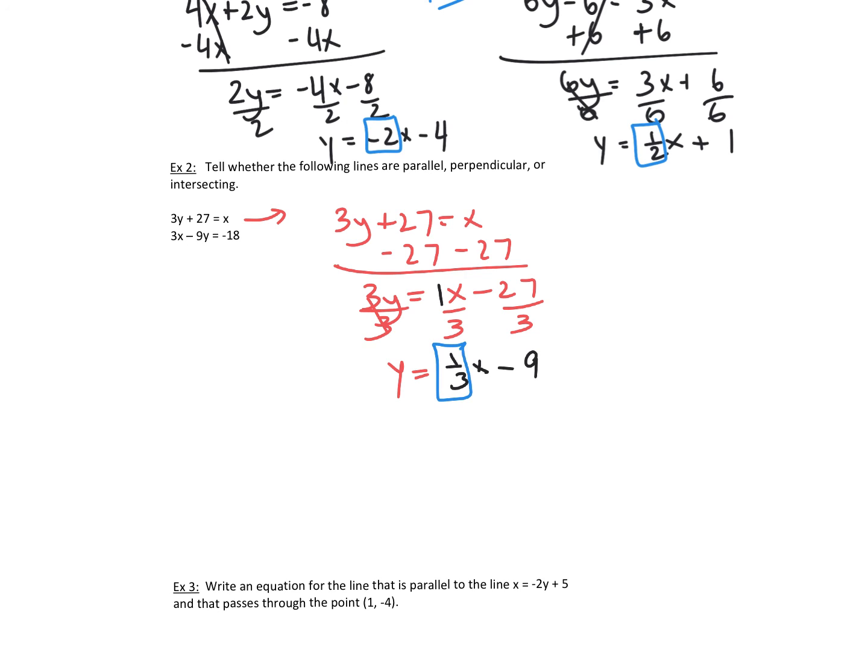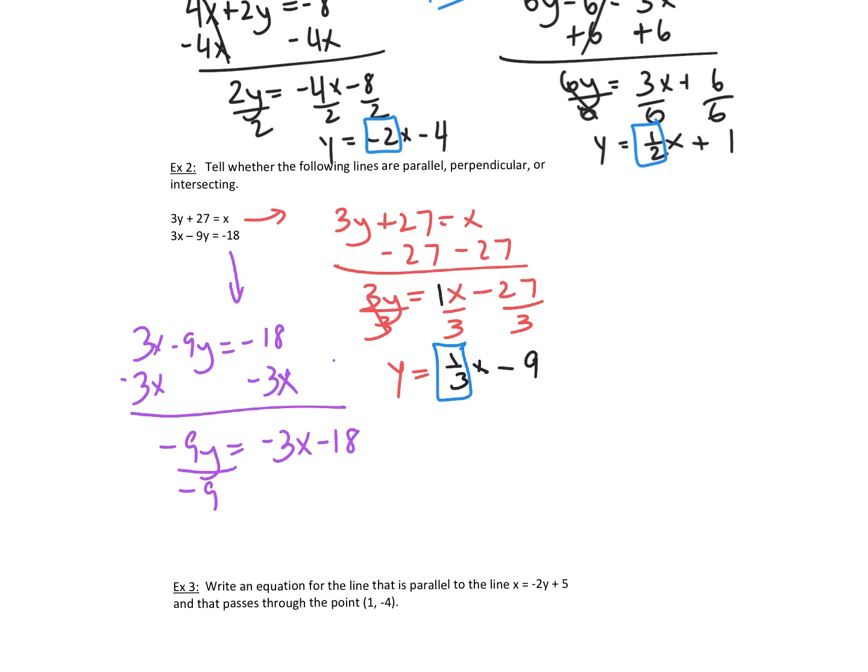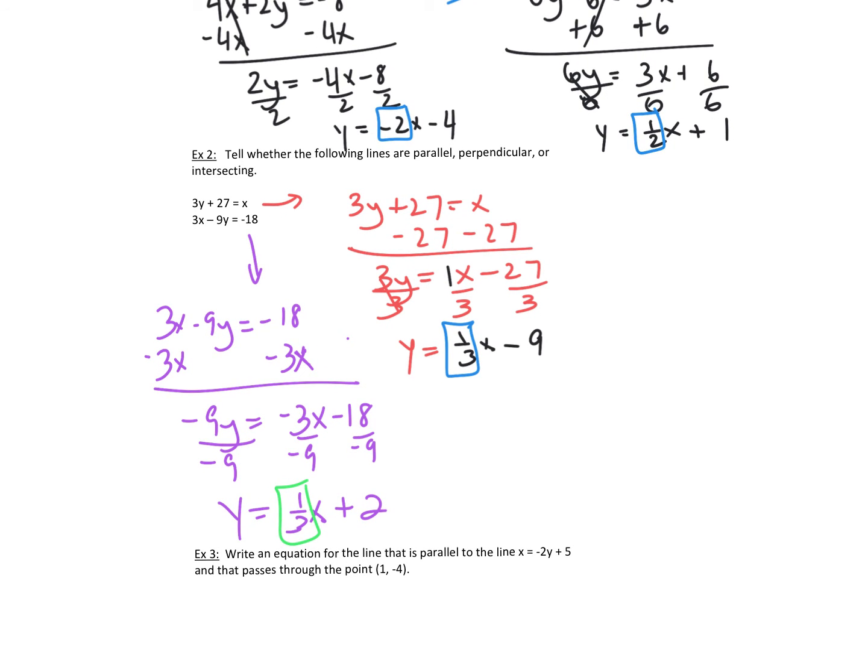Again, I'm looking at the m value, the slope. The second equation is going to become 3x minus 9y equals negative 18. I'm going to subtract 3x. I have negative 9y equals negative 3x minus 18. Divide by negative 9. Negative divided by negative is a positive, and that's 3 out of 9, which is 1/3 x, and 18 divided by 9 is positive 2. So I'm looking at a slope of 1/3. They are the same number. That tells me that they are parallel.